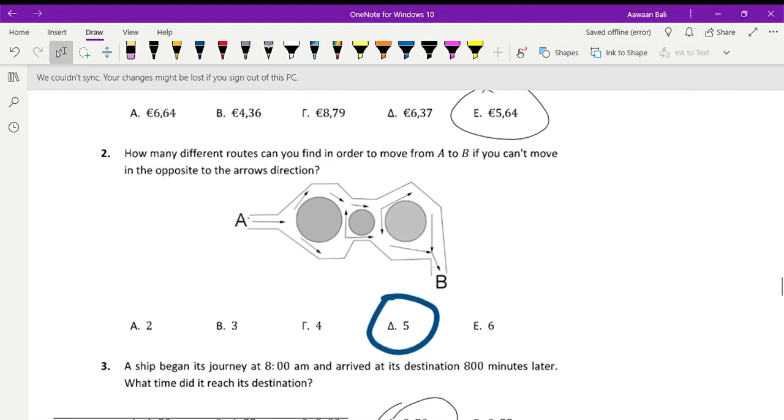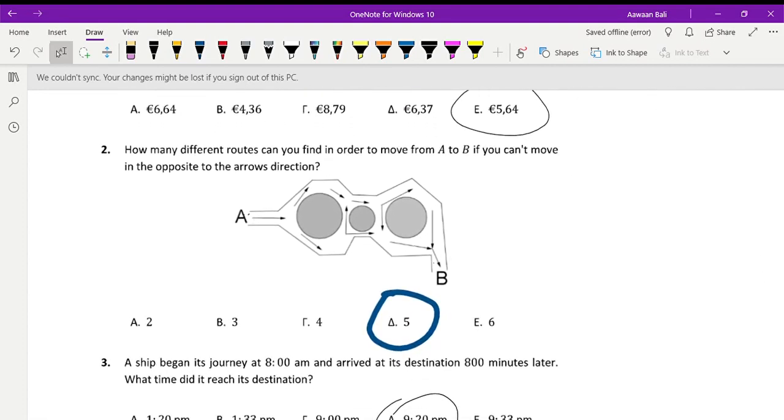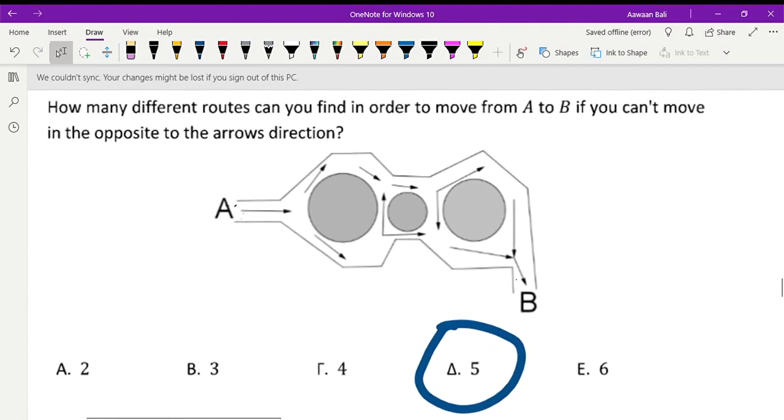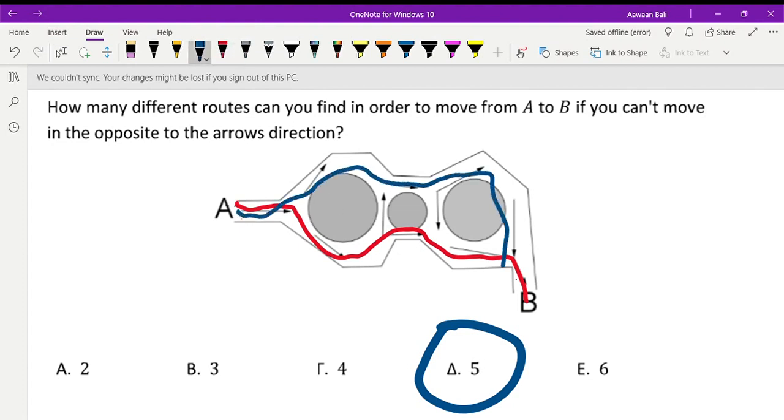How many different routes can you find in order to move from A to B if you can't move in the opposite to the arrow's direction? So what you do is that when you look at A, you just follow the arrows. So we have 1 path. So we go this way. Easy, right? And we follow the path. And then you could go this way too.